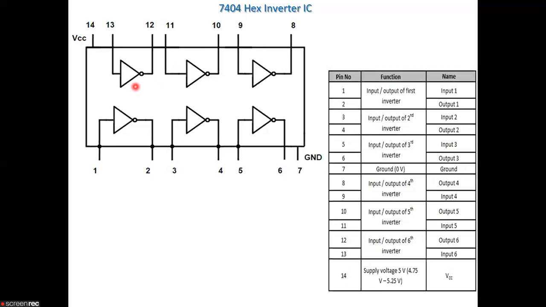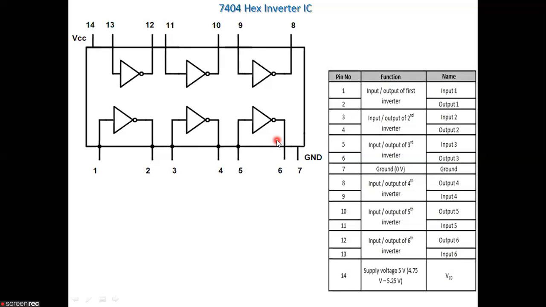So again, this IC is a 14-pin IC. Here is the notch, and after the notch, the pin counting starts from here. That is 1, 2, 3, 4, 5, 6, 7, then 8, 9, 10, 11, 12, 13, and 14. Now, this is the pin configuration of the hex inverter.